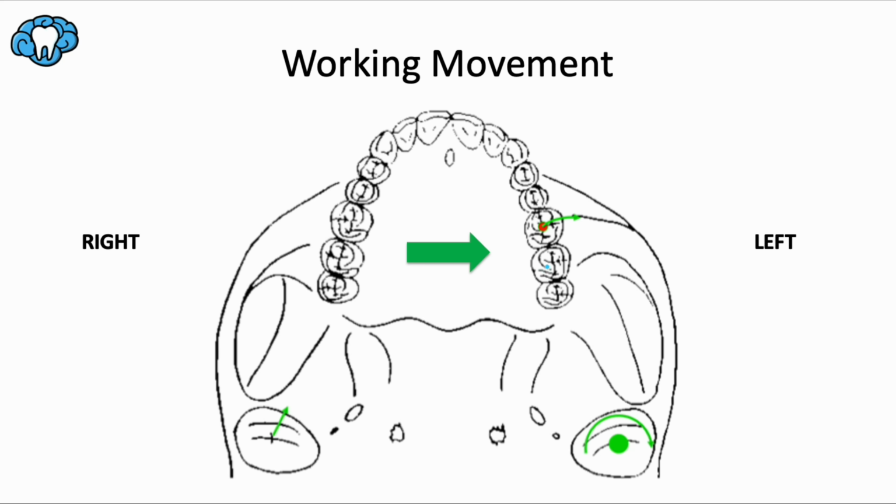So during working movement, left side mandible is moving toward the left side. That distofacial cusp tip of tooth number 19 is going to travel to the left through the facial groove of tooth number 14. That's what this little green arrow is showing here. We'll go over this in more detail later, but definitely remember that. It's traveling through the facial groove of tooth number 14.